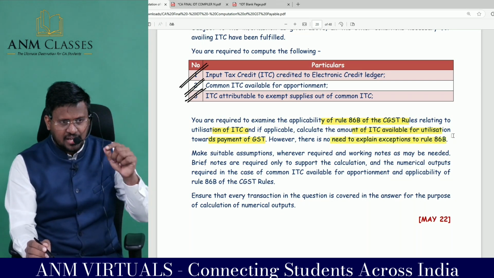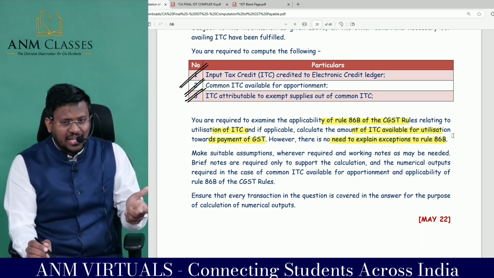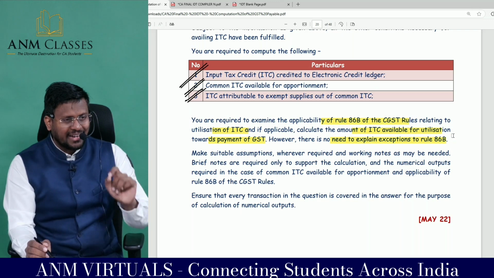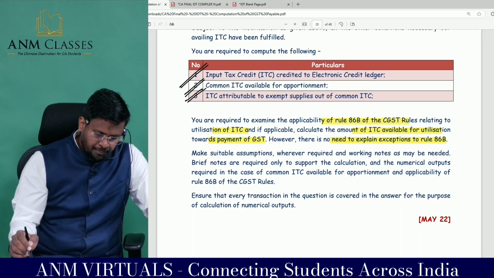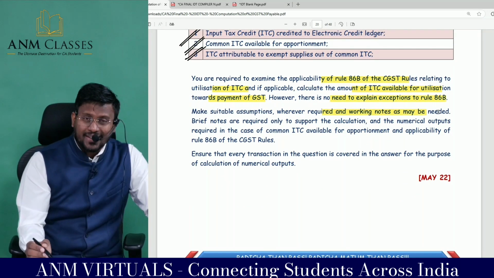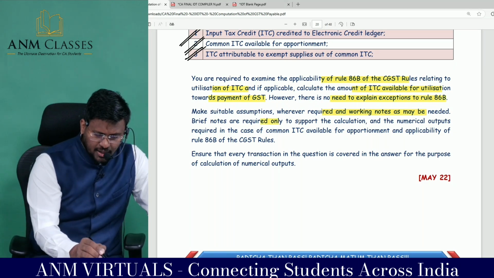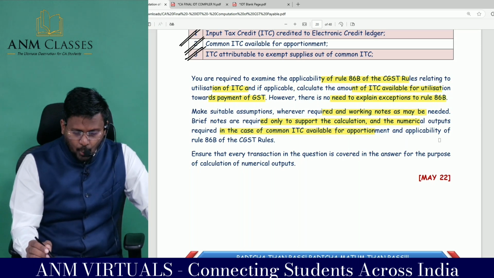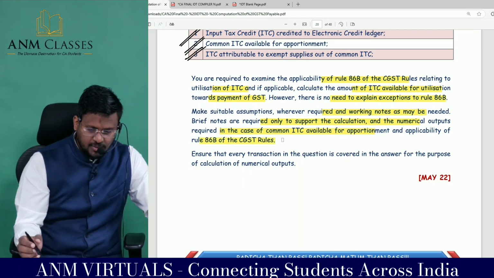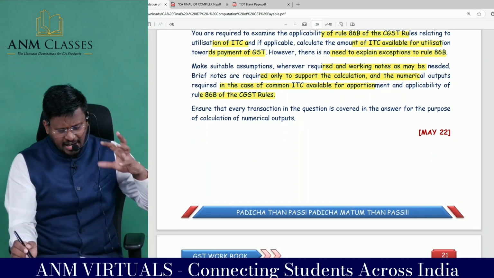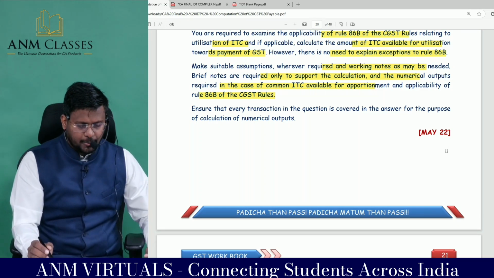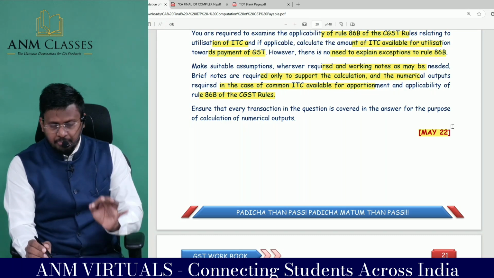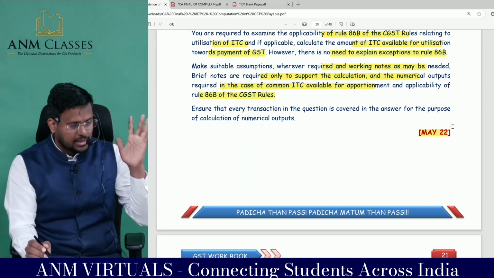However, there is no need to explain the exception to Rule 86B. There are 5 exceptions. Sir, you have to assume that this scenario is not covered in any one of those 5 exceptions. Hence, the 99% concept will be applicable. Make suitable assumptions wherever required and working notes as may be needed. Brief notes are required only to support the calculation and the numerical output required in the name of common ITC available for apportionment and applicability of Rule 86B of the CGST Rules. Ensure that every transaction in the question is covered in the answer for purpose of calculation of numerical outputs. This is a May 2022 question, a brilliant, super, normal, easy question.